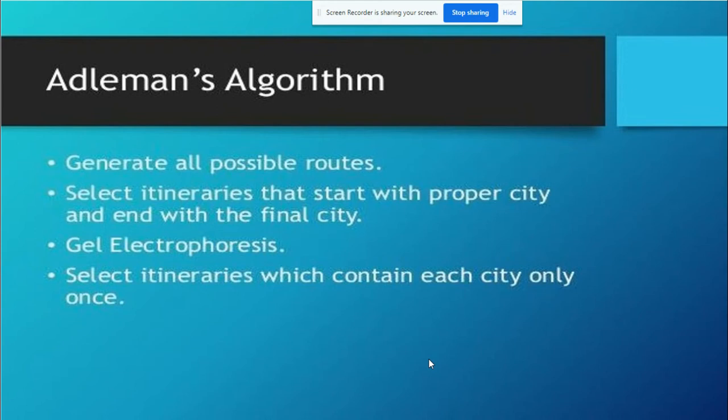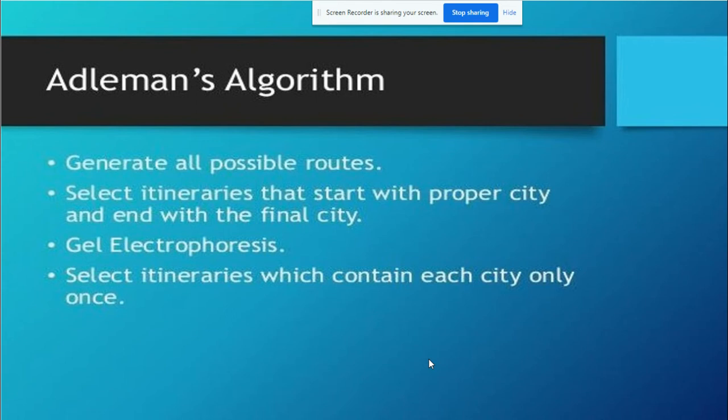Then we find the Adleman algorithm. What Adleman followed for this kind of situation in DNA computing for the salesman: we generate all possible routes, then select itineraries that start with the proper city and end with the final city. The final city was Kochi, and the source city was Delhi.